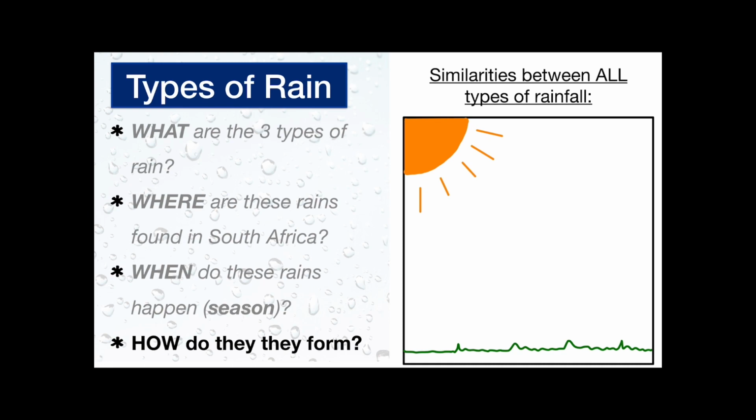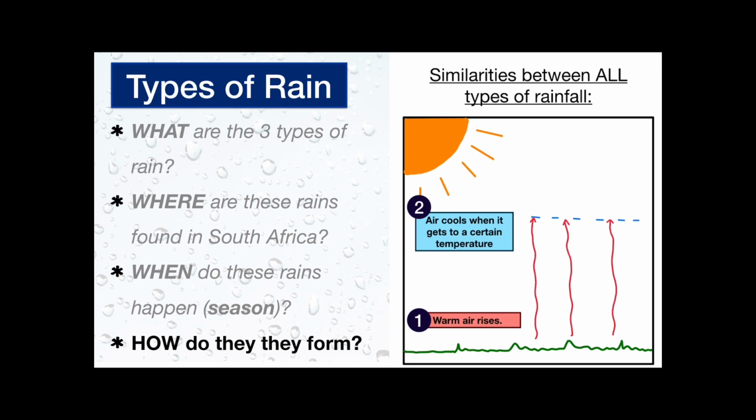All right, so before we get into each individual type of rain, it's important to note that all types of rainfall have these three things in common. In order for rain to happen, you have to have warm air that rises, so this is known as evaporation. As that air moves further and further up into the atmosphere, so increase in altitude, it will eventually reach a point where the temperature becomes too cold for this warm air to rise, and this will cause condensation.